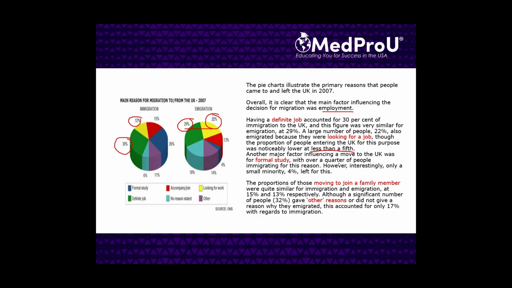Okay, only a small minority left for this. So now let's talk about the other side. Okay, the proportion for those moving to a family member were quite similar for immigration and emigration at 15 and 13%. Although a significant number of people who gave other reasons did not give a reason why they emigrated. This accounted for 17% with regards to immigration. Look at that pie chart.